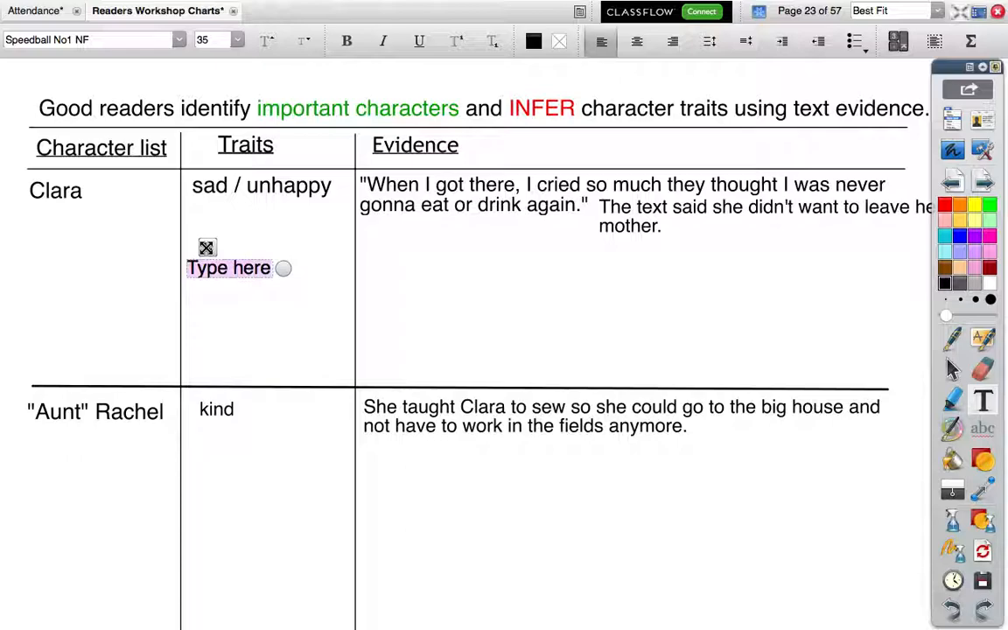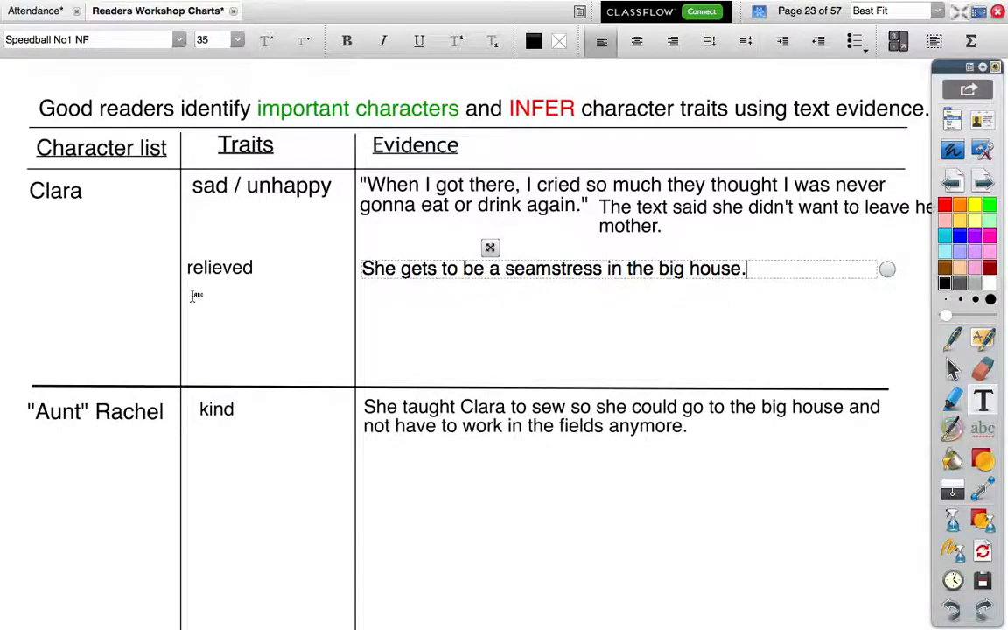Okay, so was she happy or relieved? Relieved. I would say a little bit more relieved. Okay, relieved. She gets to be a seamstress in the big house. How else did she feel before she went to the big house to do the sewing, Giselle? She was excited. She wasn't excited. How was she? She was nervous. Okay.